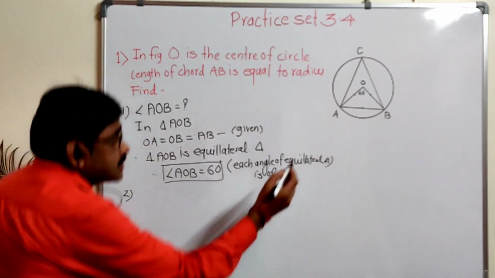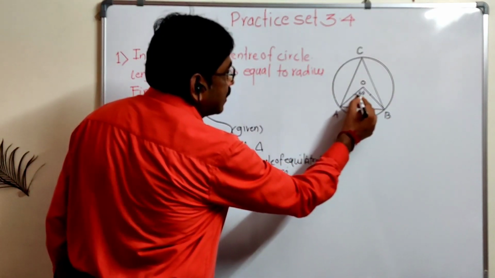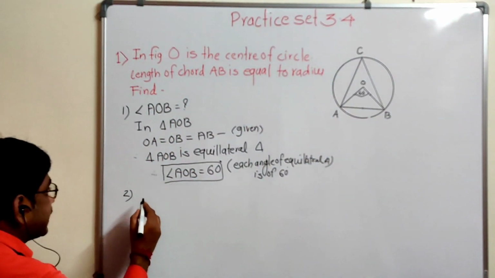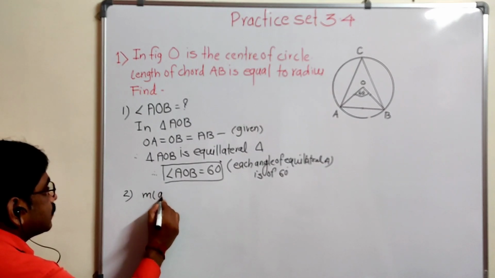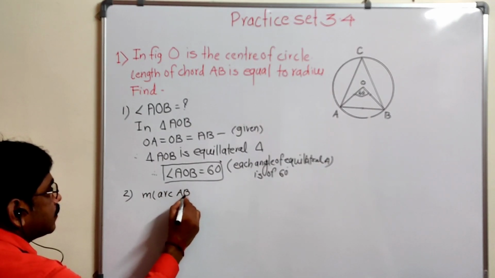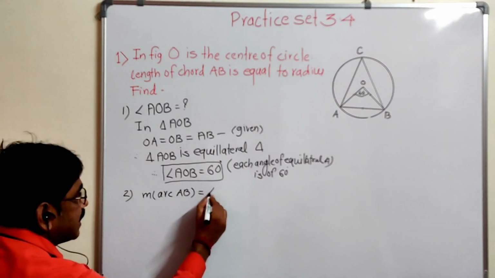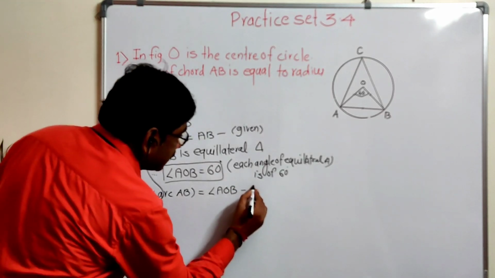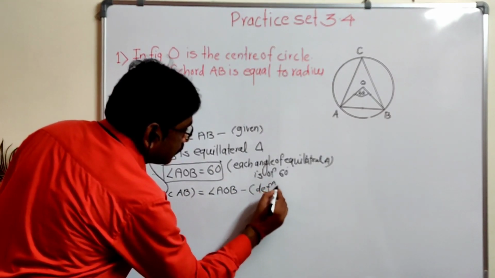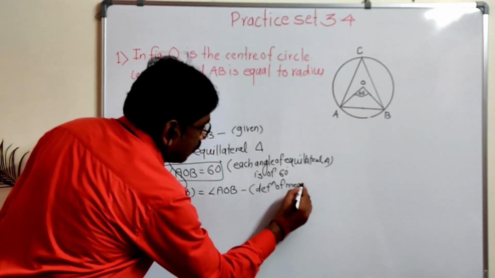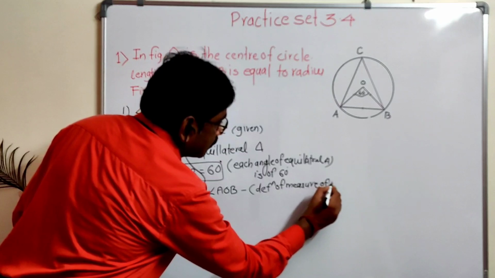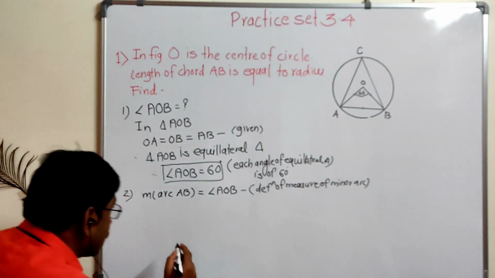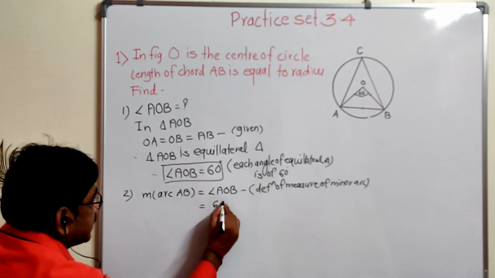If we observe this arc AB, then this angle AOB is the central angle for arc AB. Therefore we can write measure of arc AB is equal to measure of angle AOB. Here we can write the reason, definition of measure of minor arc. Here it is the reason, and therefore this measure of arc AB is 60 degree.